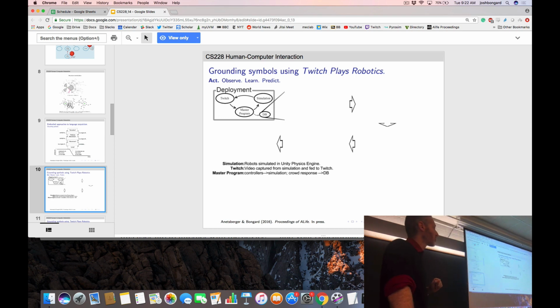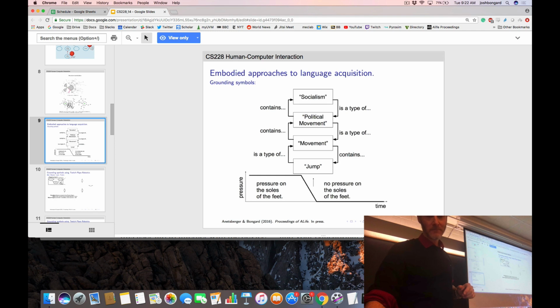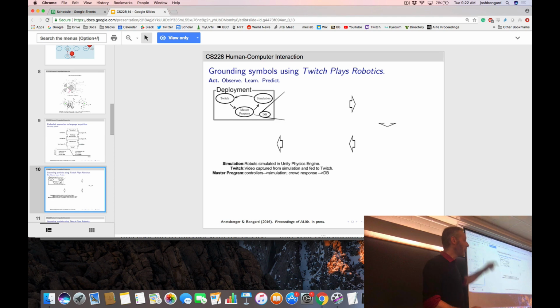What you're going to see the robots in the Twitch Plays Robotics project do, first of all, they're going to act. They are Deweyan creatures. They're going to push against the world first and observe how the world pushes back. After they act, they're going to observe what does the crowd do in response to these robot actions. Then the robots are going to try and learn. They're going to try and learn relationships between their actions and the social response of the crowd. They're going to look for these relationships. And if they can find them, the robots are going to try and prove to us that they understand these symbols or these words by making predictions. And I'll show you how that works in a moment.